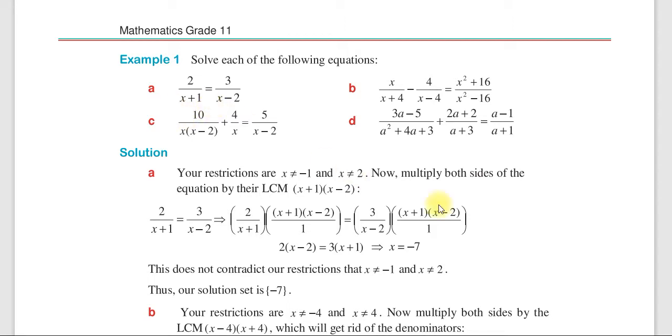Now multiply both sides of the equation by the LCM, x plus 1 times x minus 2. ይሄ LCM ነው። So 2 over x plus 1 which is equal to 3 over x minus 2 implies 2 over x plus 1 times the LCM, which is equal to 3 over x minus 2 times the LCM over 1.